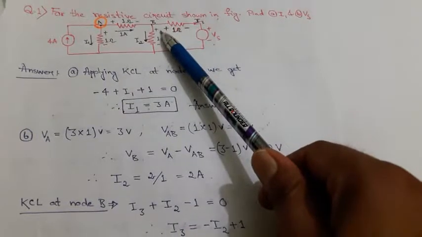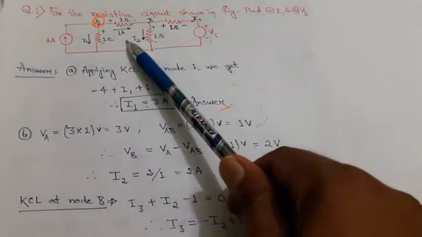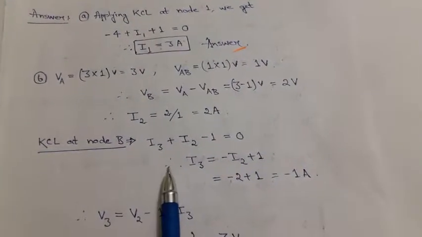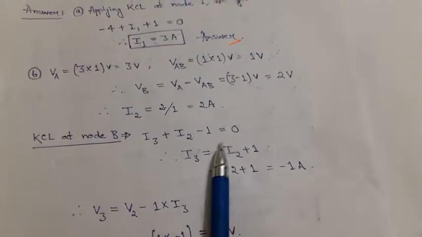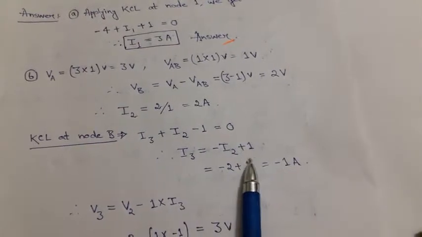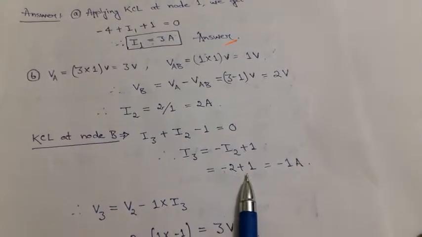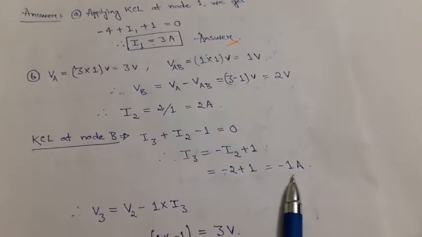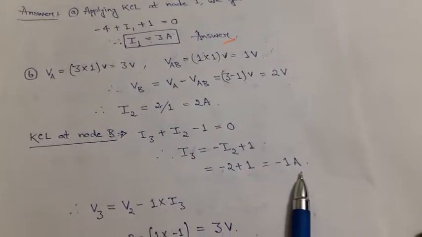So here, KCL at node B: you can see that I3 is leaving the node, I2 is also leaving the node, and I1 is entering the node. So from here I can write I3 plus I2 minus I1 is equal to 0. So I3 is equal to minus I2 plus I1, that is minus 2 plus 1, which is equal to minus 1 ampere.